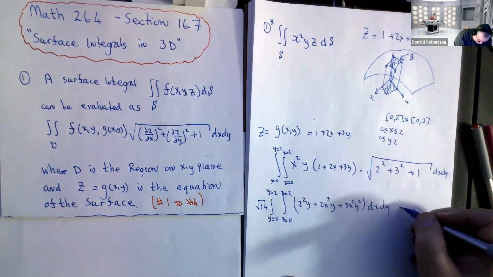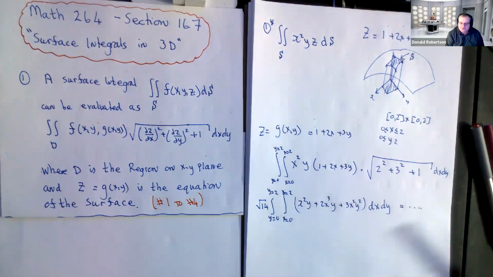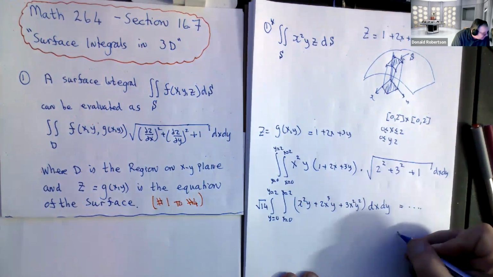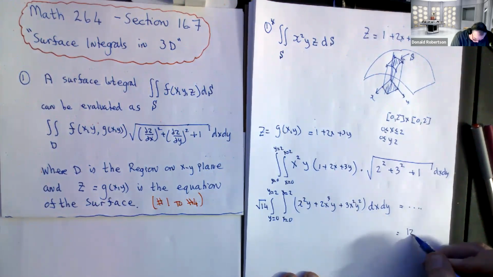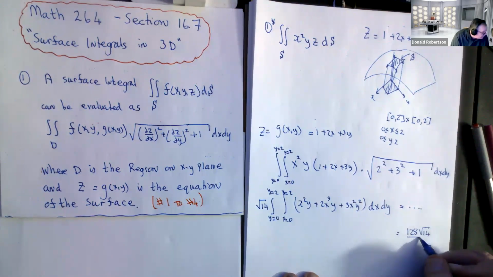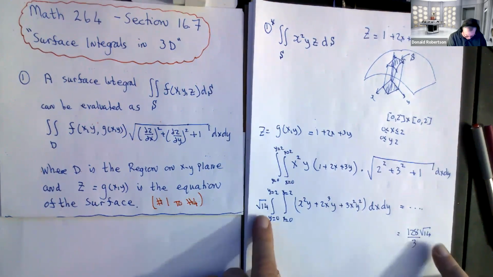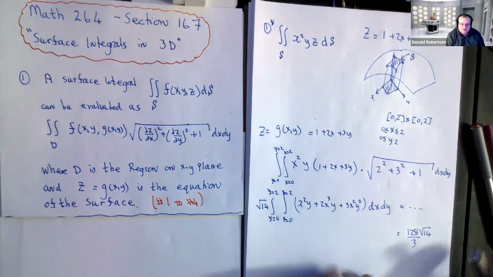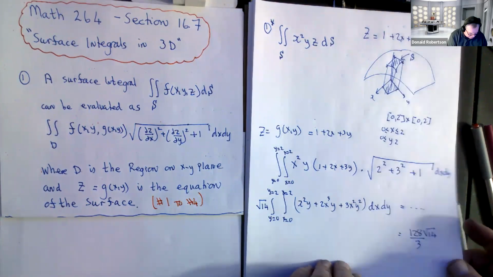And at this point here, I'll leave it, because essentially you're just going to do a rather long and clunky double integral. If you do it correctly, it's 128 square root of 14 over 3. You can see where the square root of 14 is coming from. So essentially this bit here should be that fraction. And that's our first one.